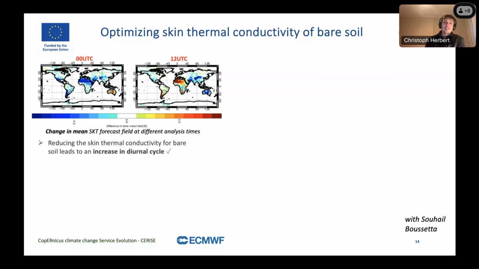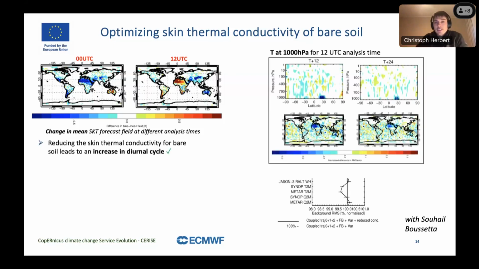Also looking at atmospheric scores, for the temperature at the lowest level, when we reduce the skin thermal conductivity we have a positive impact over the latitudes around 30 degrees, which are exactly the areas over Africa. And when we look at the SYNOP observations between the two experiments, we see that our new experiment gets a reduced first guess departure, which is exactly what we want.